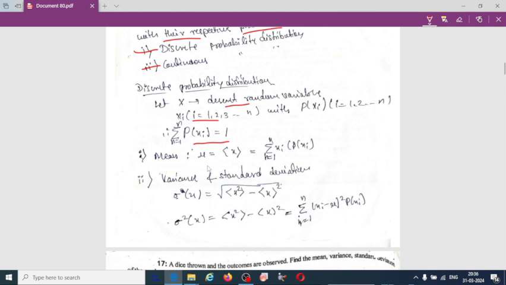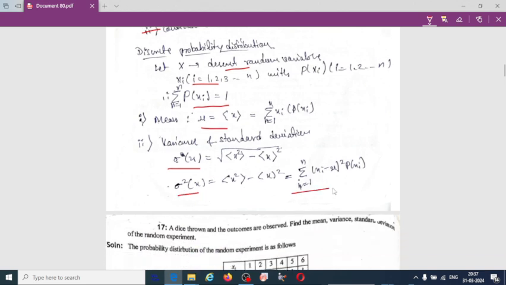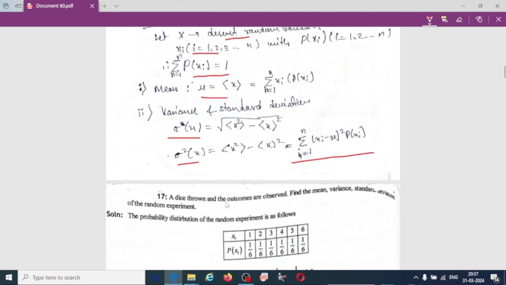The mean of the discrete probability distribution is given by the expectation of x, equal to summation of xi p of xi, i equal to 1 to n. So this is the mean of this distribution. Then variance and standard deviation: sigma is the standard deviation, the root of the variance. Variance is sigma square. You must know these formulas to calculate a given problem.